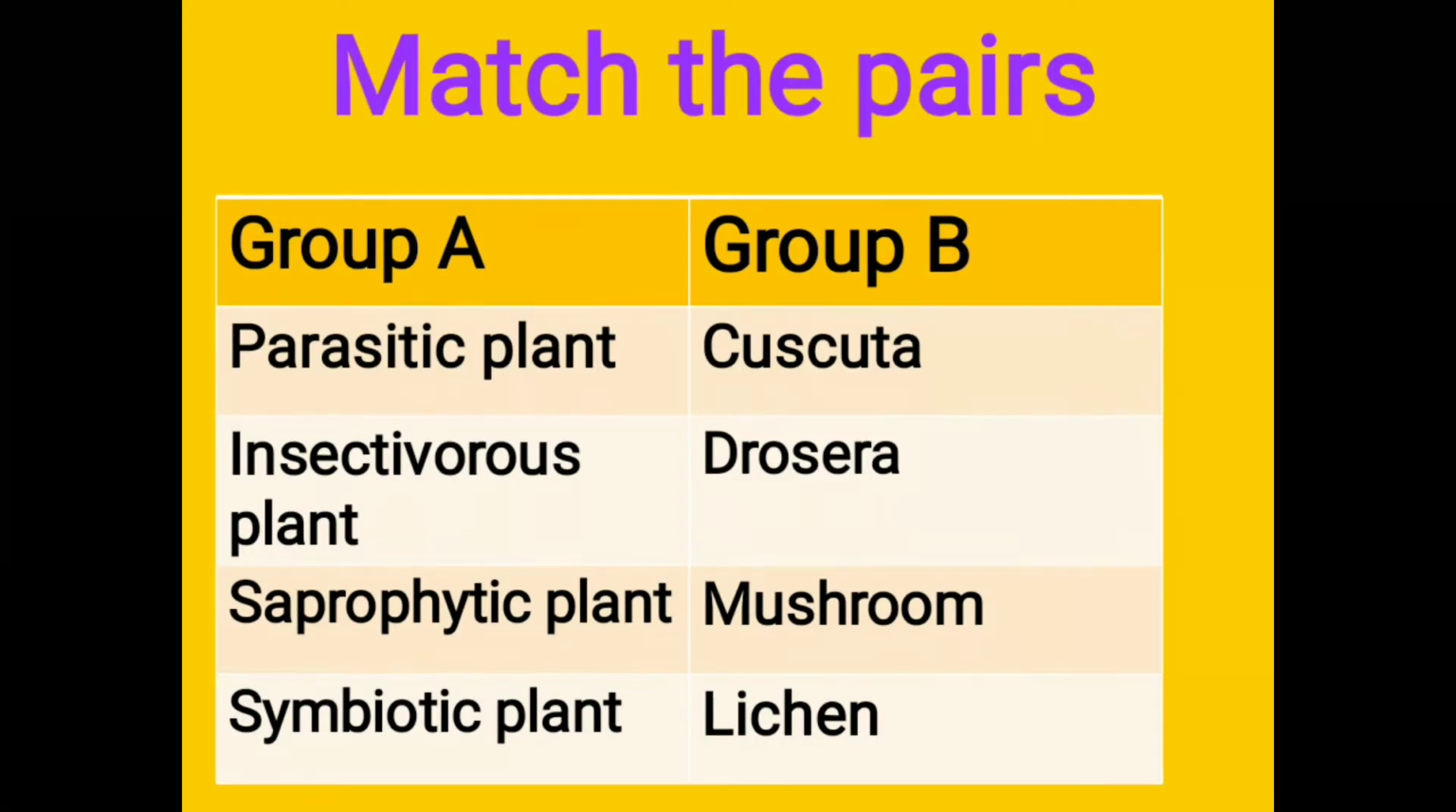Match the pairs. Group A and Group B. In Group B, the answers are given directly. Parasitic plant, Cuscuta. Insectivorous plant, Drosera. Saprophytic plant, mushroom. Symbiotic plant, lichen.